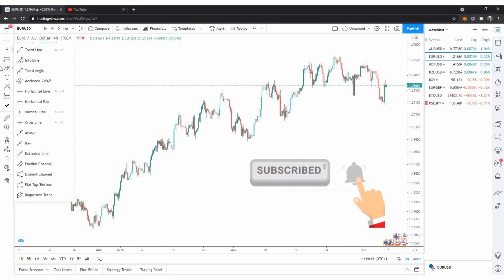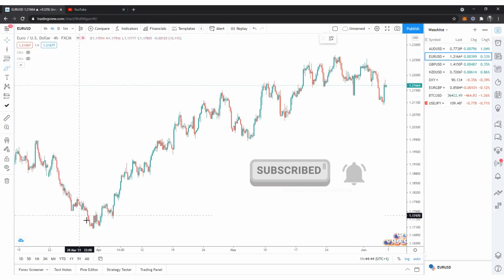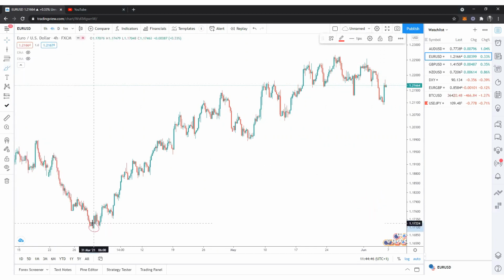Let me just circle it. So right here is a lower low. A lower low just means it is lower than the previous low. And if we look back, the previous low is here. So this price is lower than that point. Makes perfect sense. It's lower, so it's called a lower low.